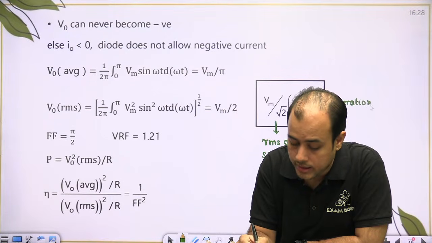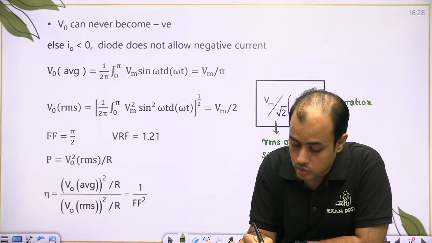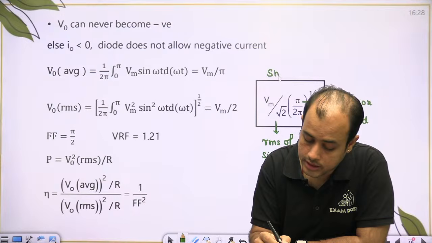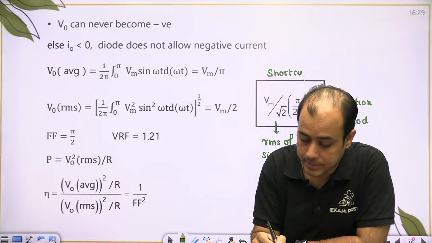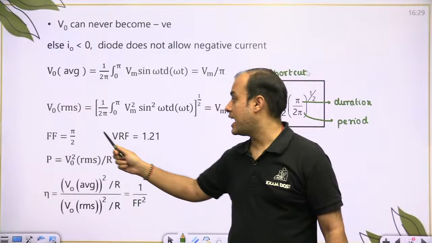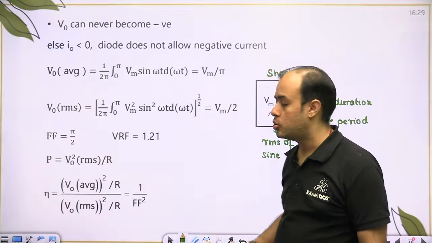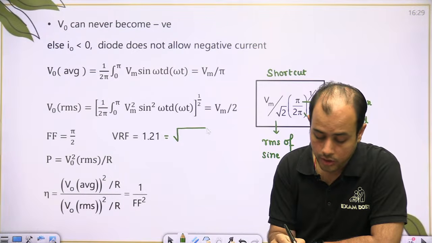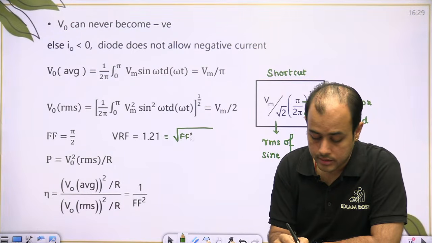And the denominator is the period. So I have scaled the RMS. तो इस तरह से shortcut लगा सकते हो to find RMS. Now RMS by average is the form factor, pi by 2. Voltage ripple factor is root of form factor square minus 1.